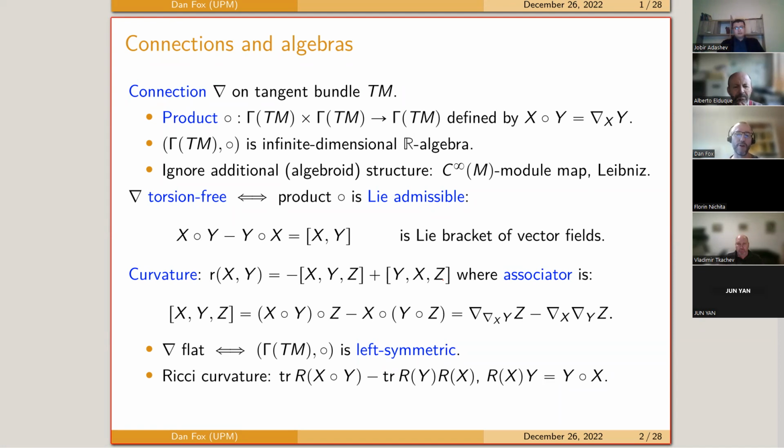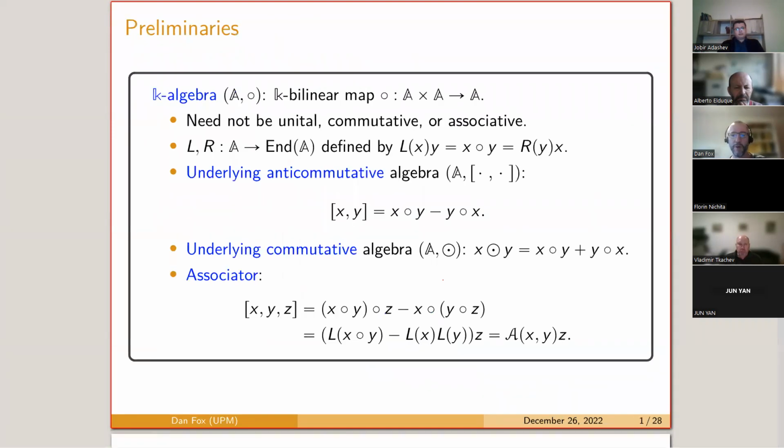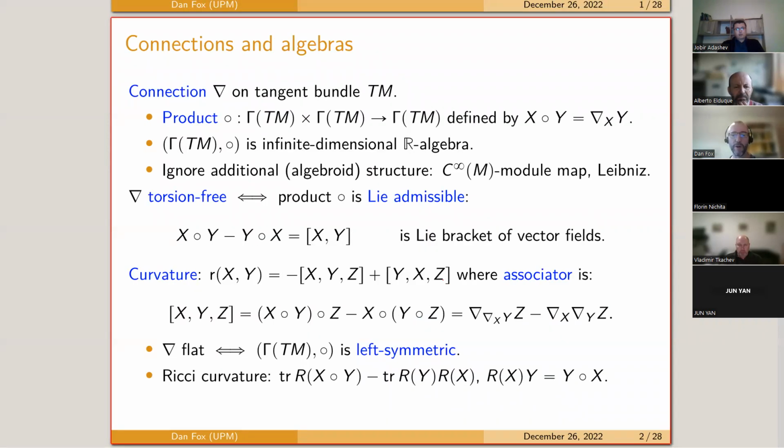And just for later use, I'm going to write the Ricci curvature, in these terms, becomes the trace of this, which is like the right associator. So in the previous slide, I had written the associator in terms of L. If I wrote the associator in terms of R, that's essentially what I'm tracing here. Okay, so that will show up later.